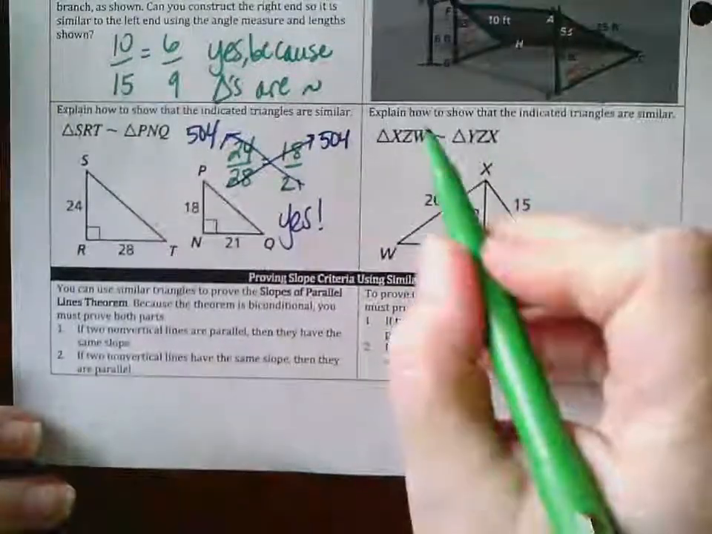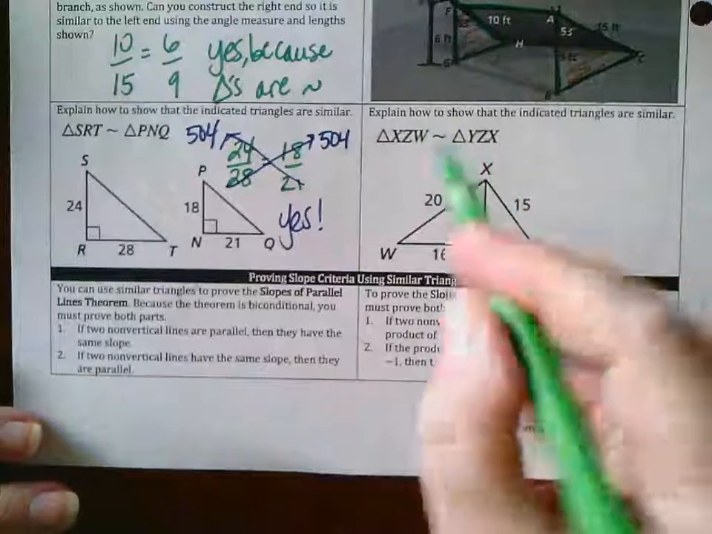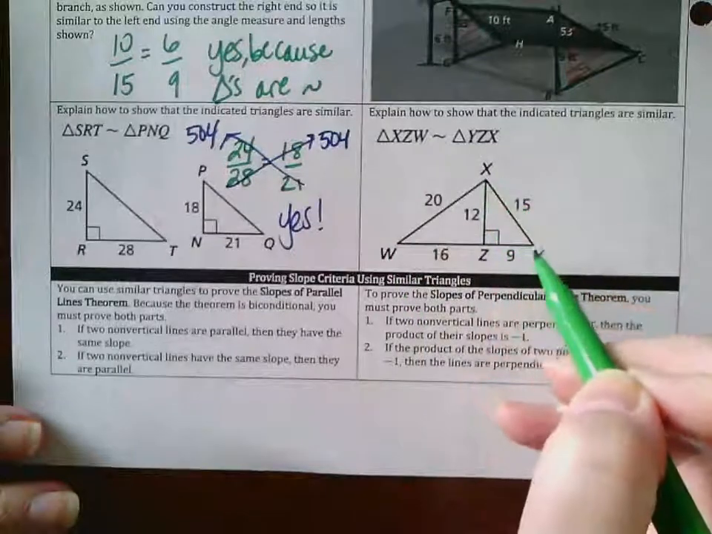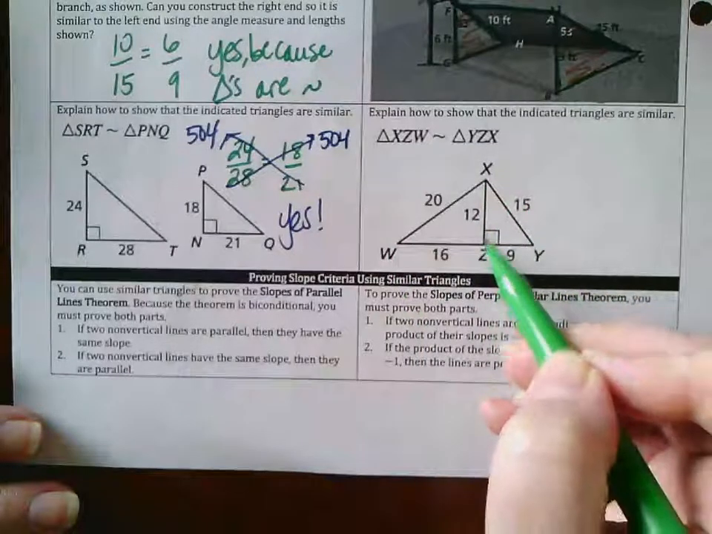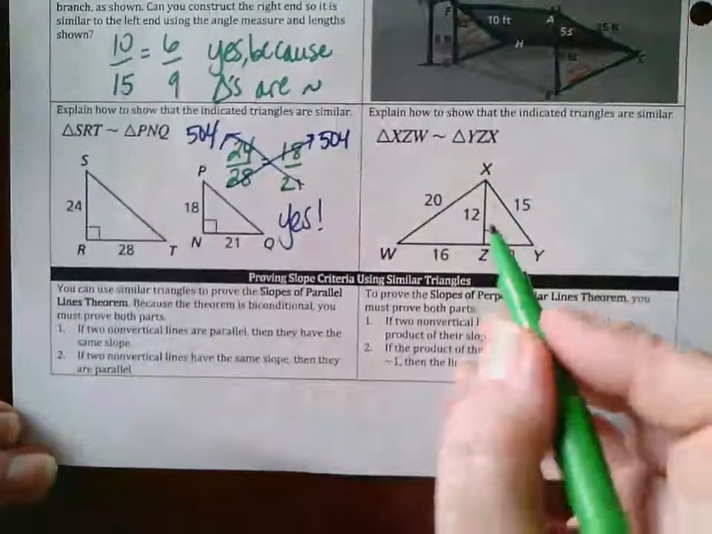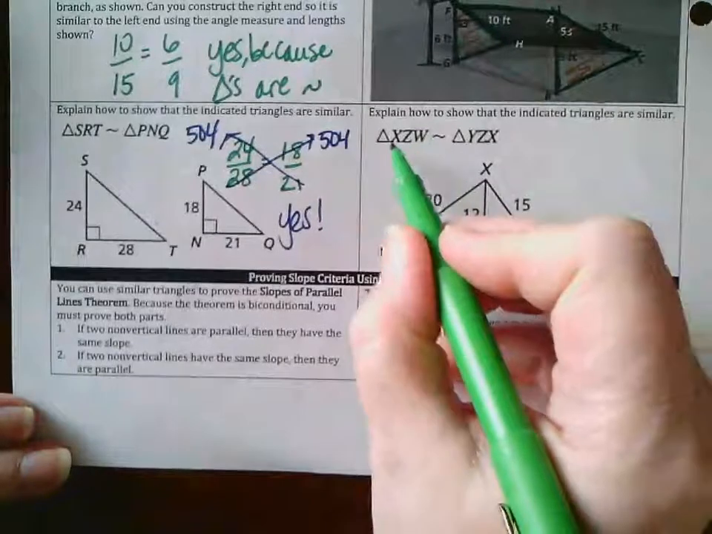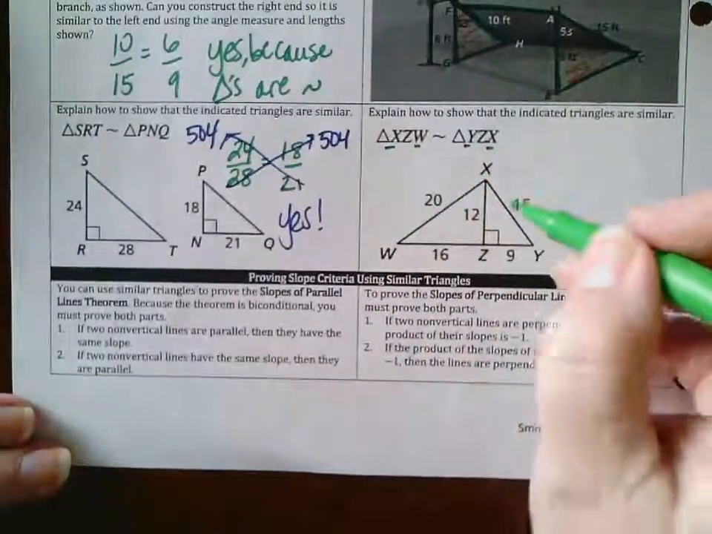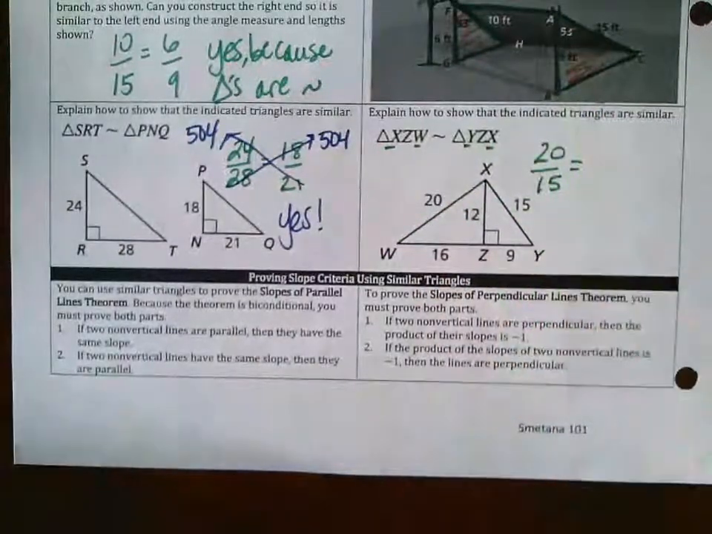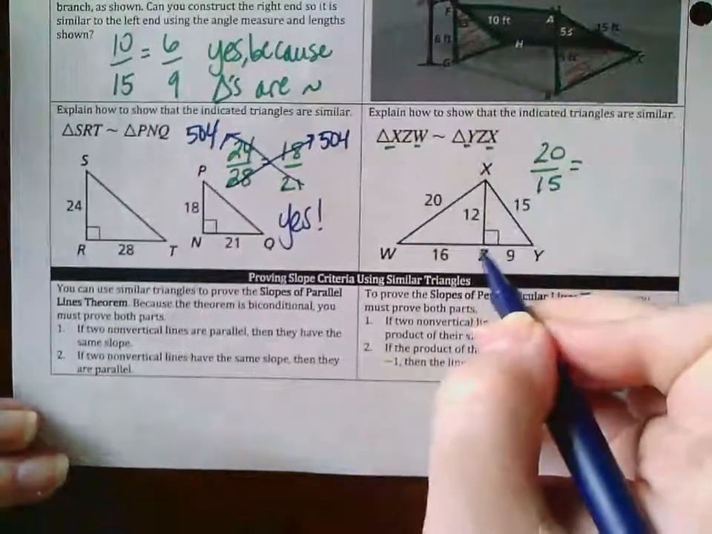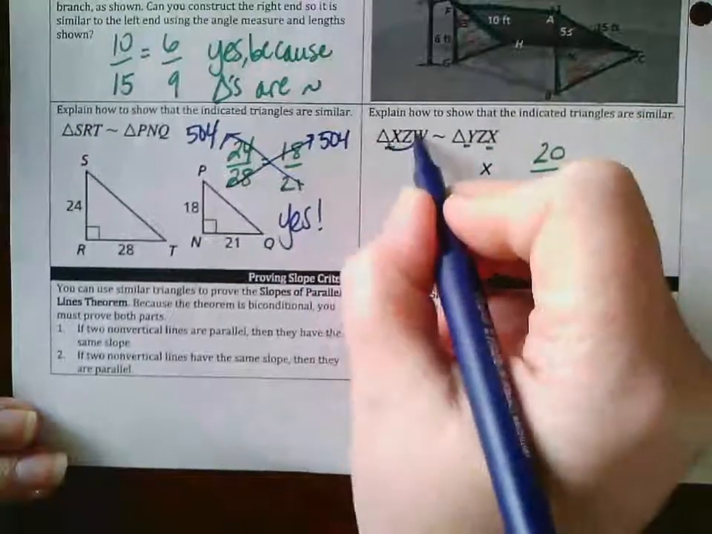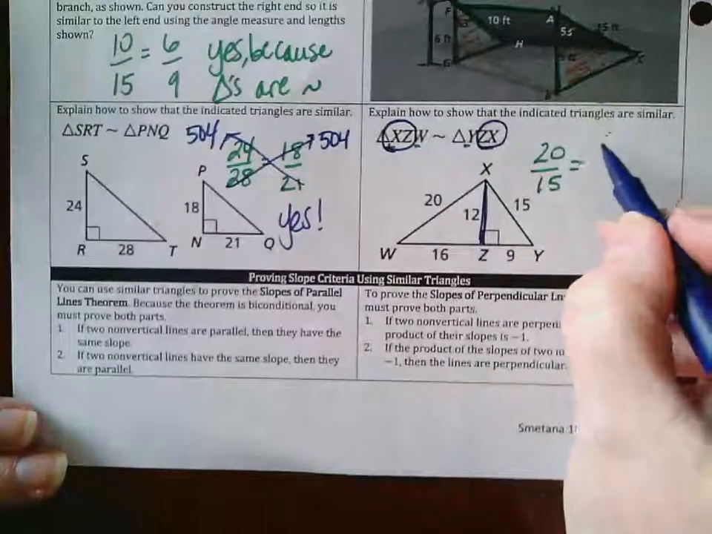On the same token, you can do the exact same thing here. And you have XZW, this triangle right here, and YZX, this triangle right here. So are they similar? Well, I can take XW, which matches up with YX. So YX, XW, so 20 over 15. And I can set that equal to XZ for both of them, right? So 12 over 12.